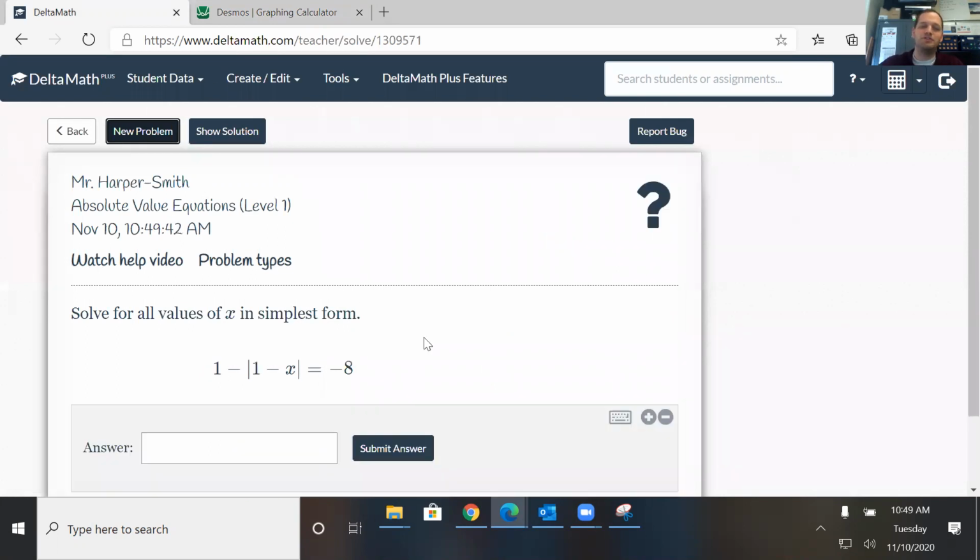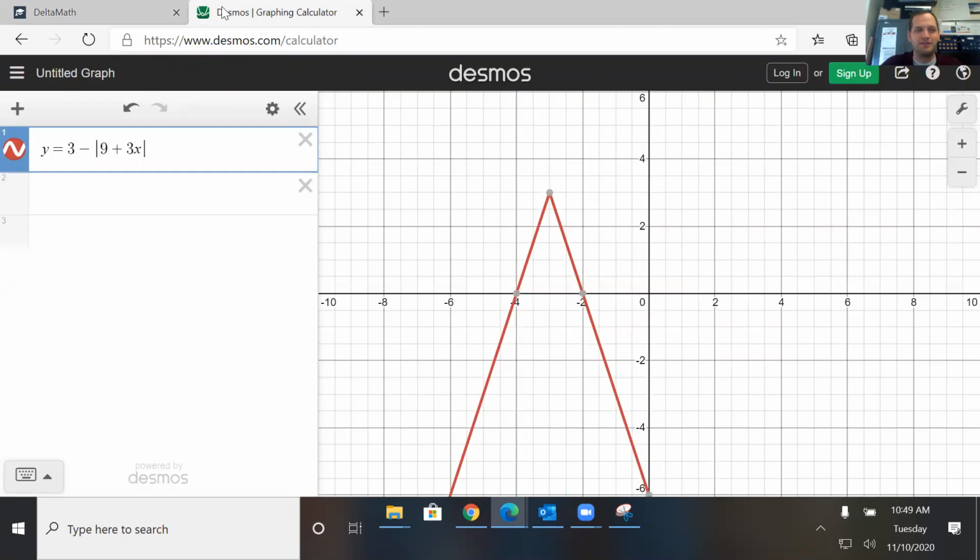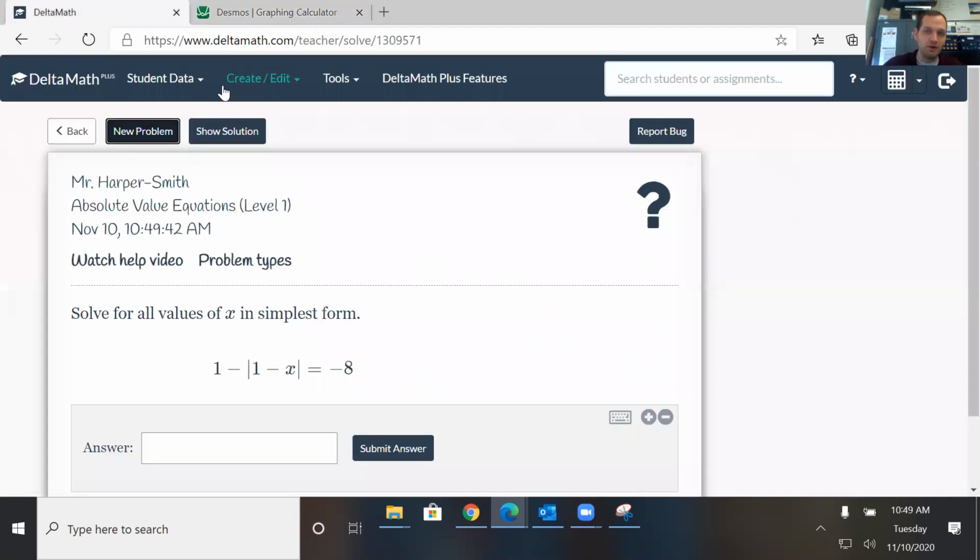All right, I want you to try this one. So pause the video, go to desmos.com/calculator. Plug in this equation however you need to. You need to do some algebra first, and then you need to get that -8 over to the other side. Figure out what the two answers are. All right, you should have the answer now. If you don't, again, pause it.